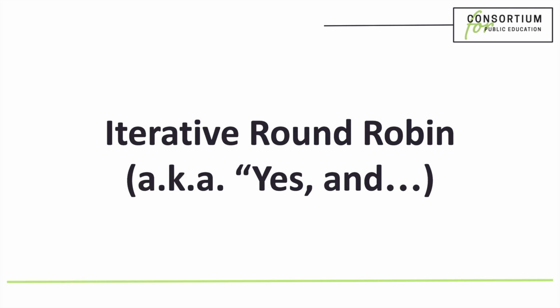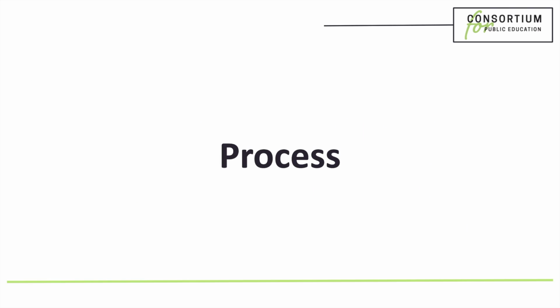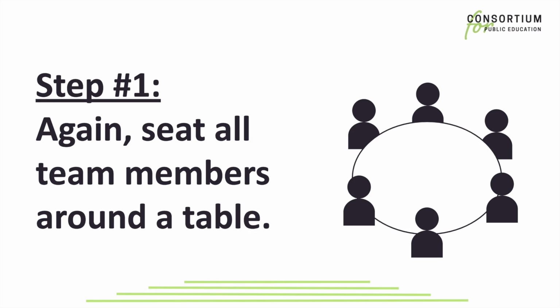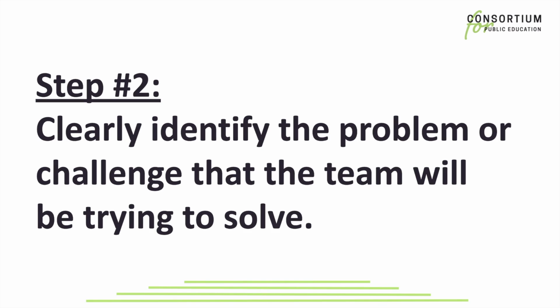Now let's talk Iterative Round Robin, also known as Yes and. Here's the process. Step 1. Again, seat all team members around a table. Step 2. Clearly identify the problem or challenge that the team will be trying to solve.